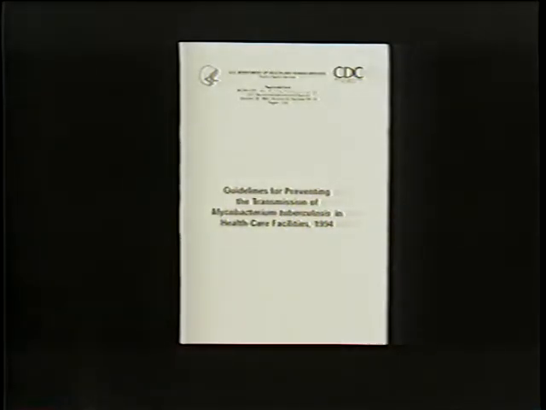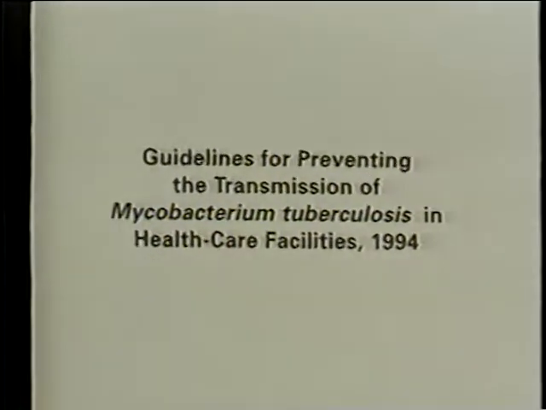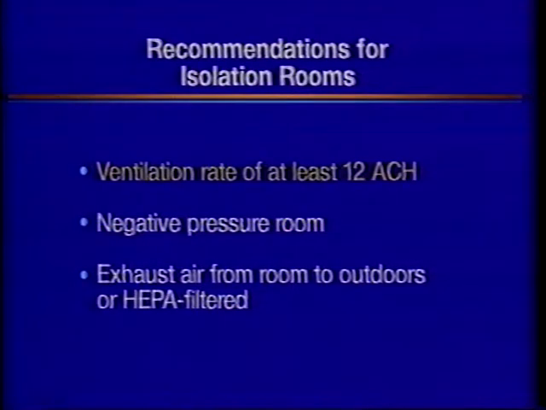In isolation rooms, ventilation helps to control infection by diluting and removing infectious particles and by controlling the direction in which air moves. The Centers for Disease Control and Prevention, the CDC, has published recommended standards for new or renovated isolation rooms. The minimum recommendations include a ventilation rate of at least 12 air changes per hour.